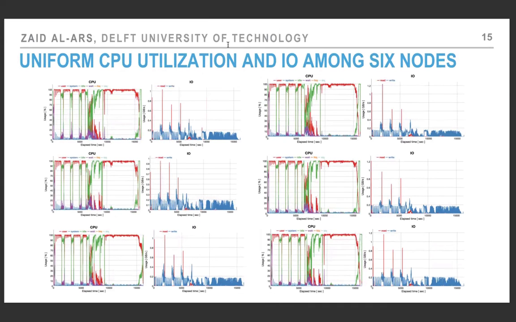If we compare the utilization on many different nodes in the cluster, we see that there is uniform utilization of the different cluster nodes, with very similar characteristics in terms of usage of the CPU on these different cluster nodes.